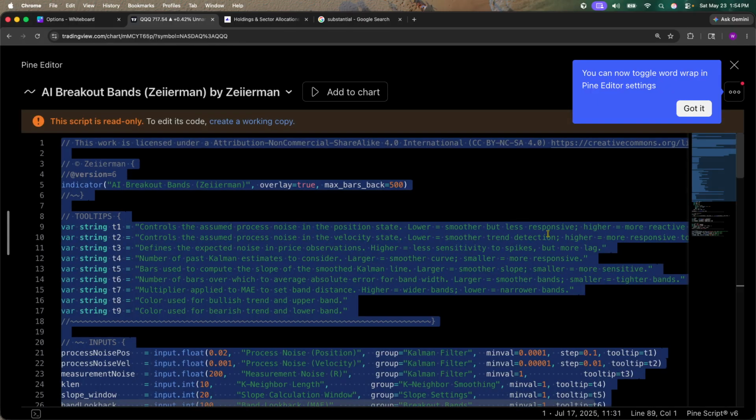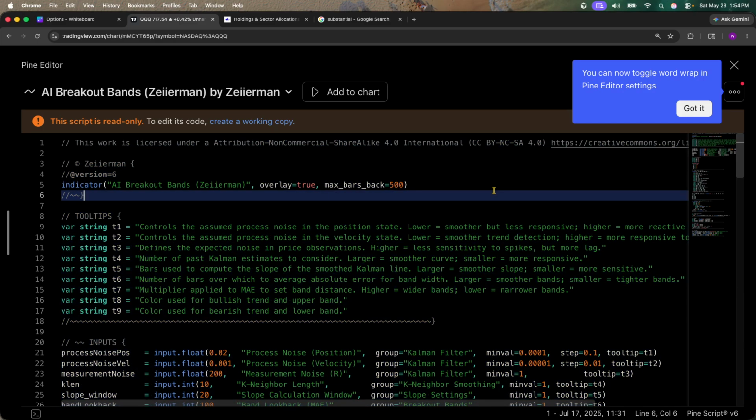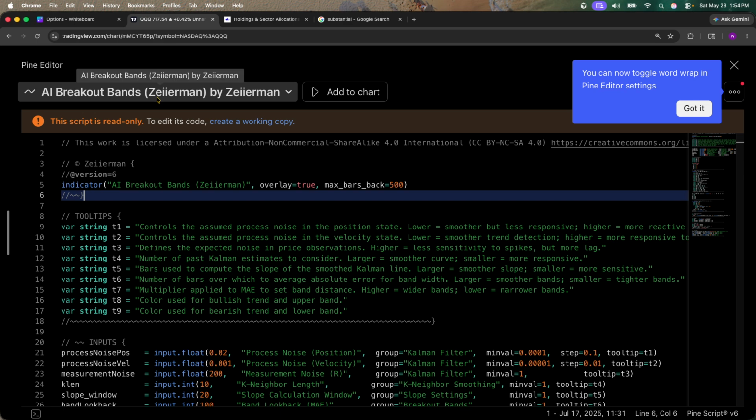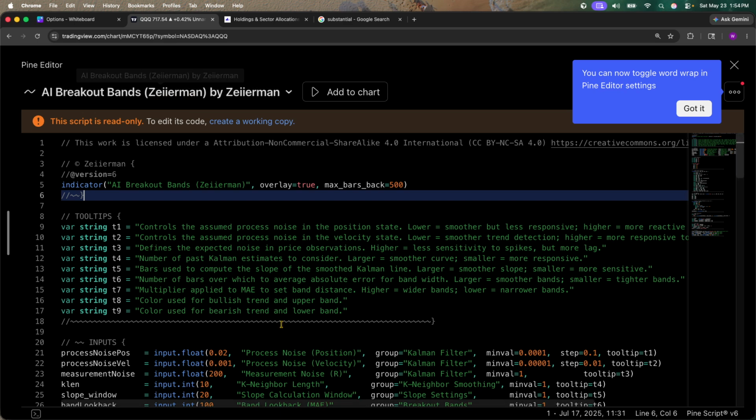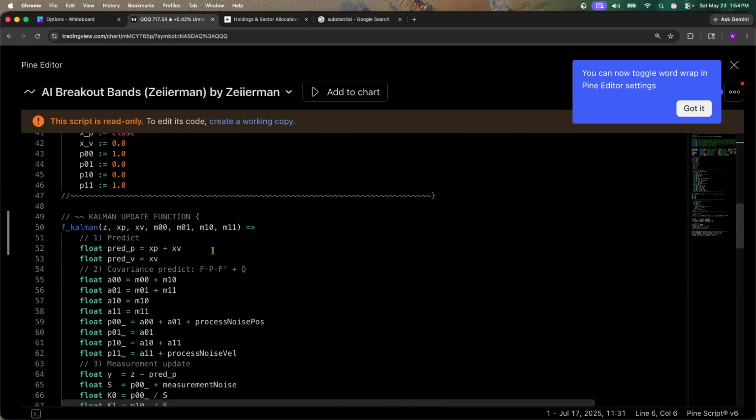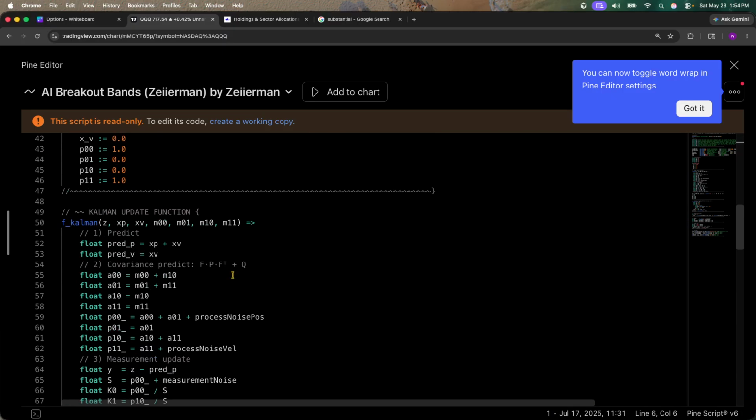code. And this is in PineScript, right? PineScript is the language that TradingView uses in order to put the strategies on the chart here, or you can use it for yourself and be able to make it how you want it to work for you. So this is an AI breakout strategy, and this was created by Zimmerman. Okay, that's him.